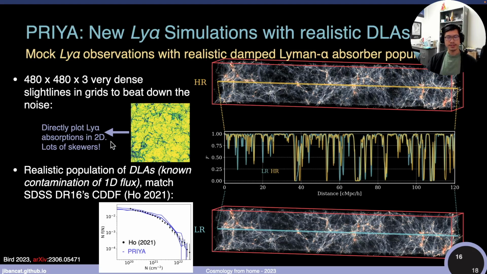The plot here is showing we have very dense sightlines plotted in the grids in 3 different dimensions. It's so dense that we can plot it in 2D. You can just directly see the structures. On the right-hand side, we show high-res and low-res simulations that look similar on large scales, but if I plot just one sightline, the transmitted flux actually looks different.